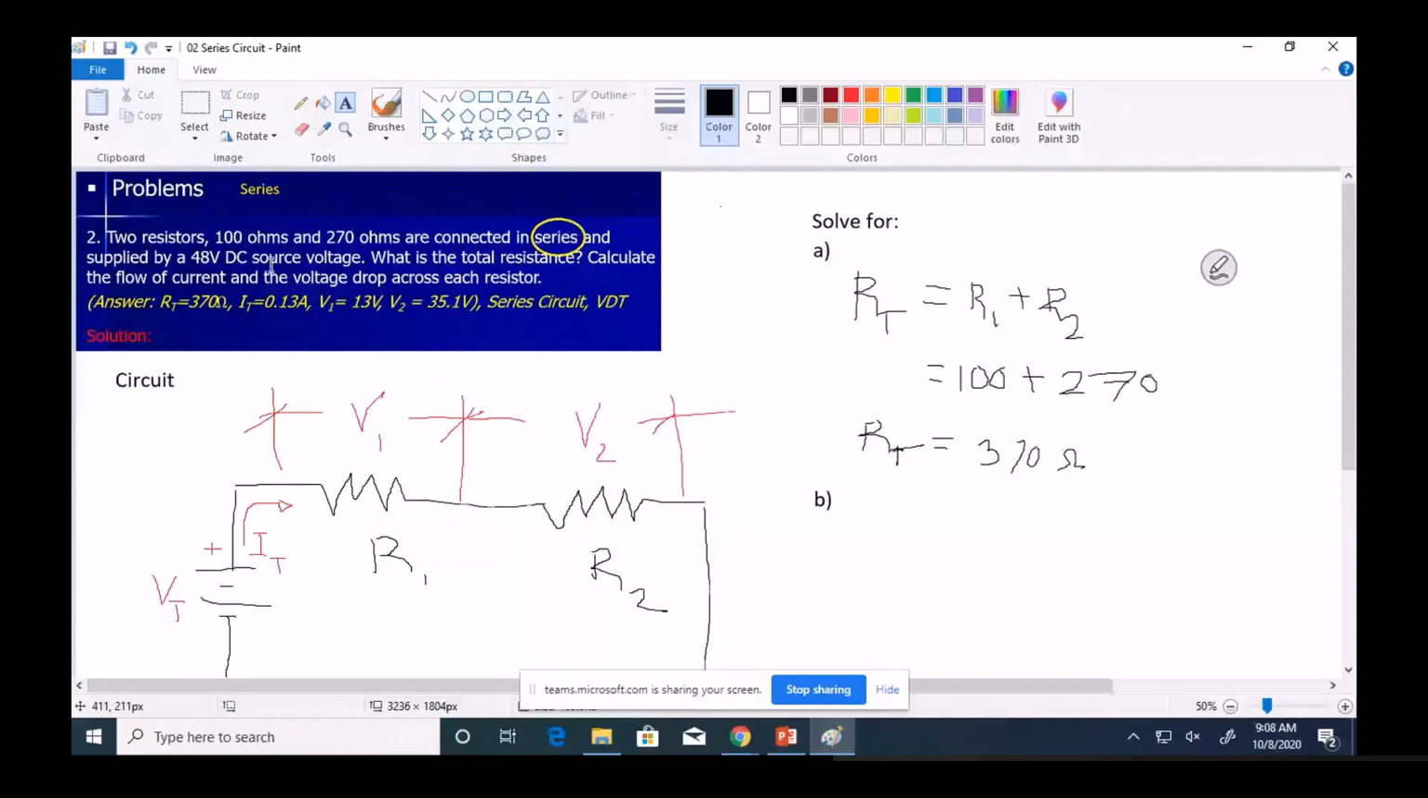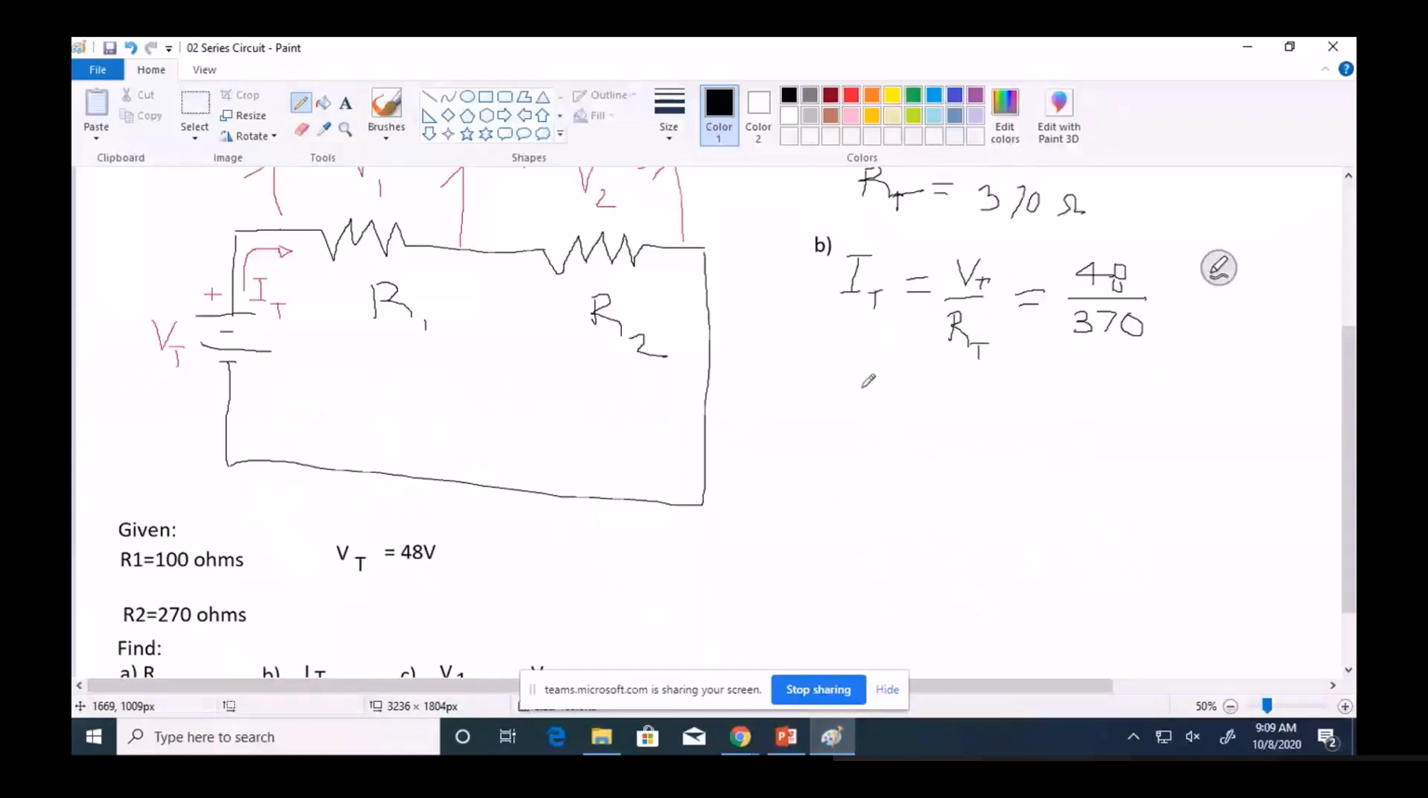We solve for the B. What was that? I total. So looking for the I total. To find the I total, immediately think of Ohm's law. I equals V over R. Since this is total, this is V total over R total. We have no issue on V total. It is given. It is 48, divided by R total, which is 370.